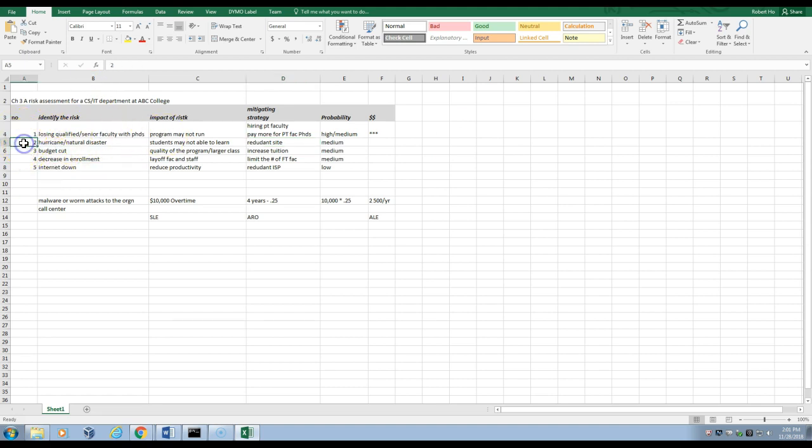The second one is hurricane and natural disaster. Let's say Del Mar College in Corpus Christi. Since the college is located in the coastal area, they may be prone to hurricanes and natural disasters. So this is a risk. What is the impact of the risk? Well, students may not be able to learn, because of the hurricane, they may shut down for a month, 2 months, or 3 months, right? So how do you mitigate that?